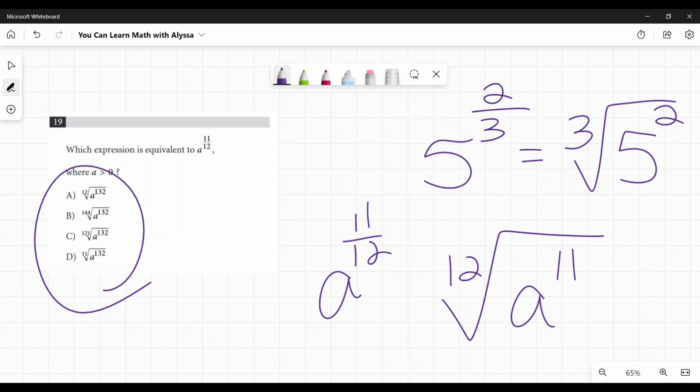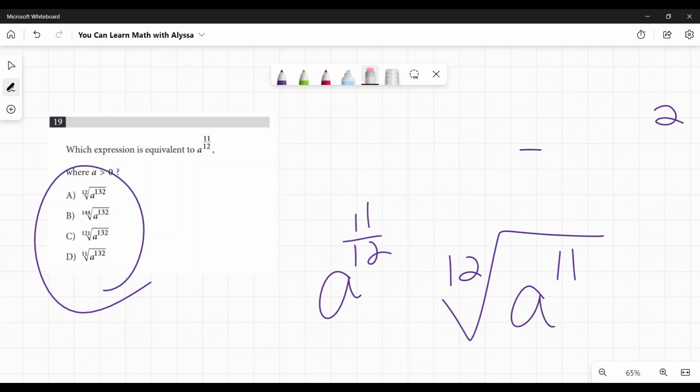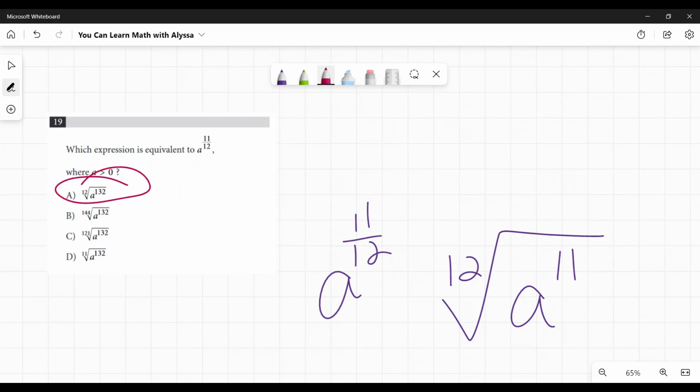Okay, something strange is happening. This is weird. What's happening? Well, let me look at my answers. I have the 12th root of a to the power of 132, the 144th root of a to the power of 132, the 121st root of a to the power of 132, and the 11th root of a to the power of 132.